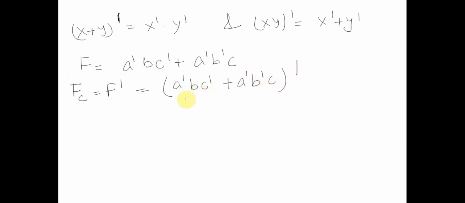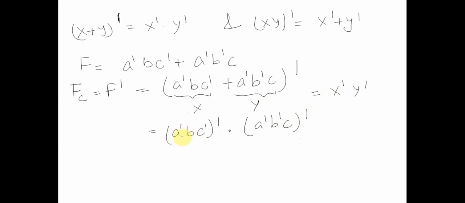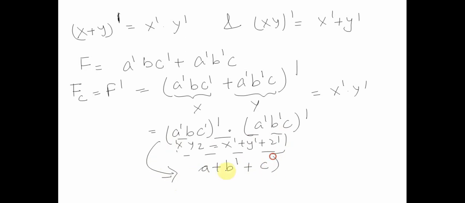So basically this becomes x, this becomes y. The output would be, as per De Morgan's law, x bar dot y bar. So this would become a bar b c bar whole bar dot a bar b bar c whole bar. And then again it is like x y z whole bar, so this will become x bar plus y bar plus z bar eventually, right? So this implies a plus b bar plus c, into a plus b plus c bar. This will be the complement function of the above function, right?